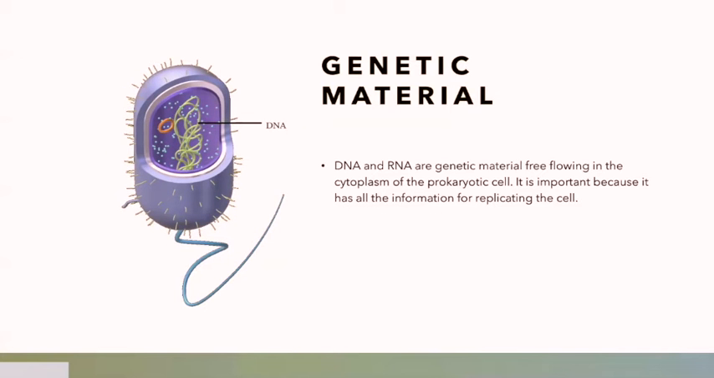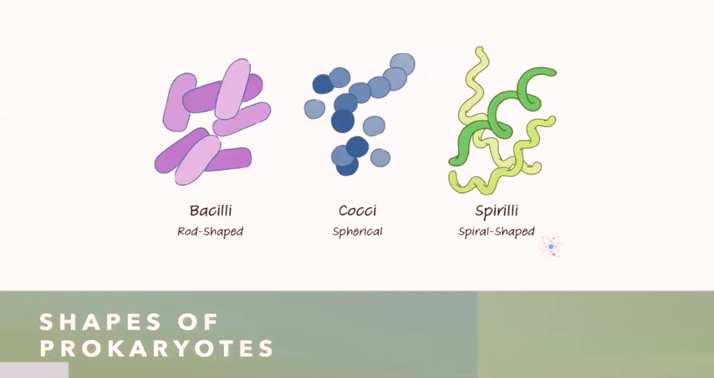Genetic material. DNA and RNA are genetic material free-flowing in the cytoplasm of the prokaryotic cell. It is important because it has the information for replicating the cell. The three main shapes of prokaryotic cells are bacilli, or rod-shaped, cocci, or spherical, and spirilla, or spiral-shaped.